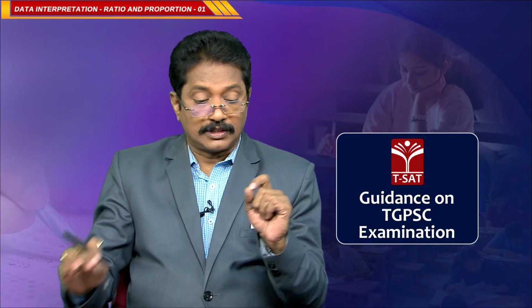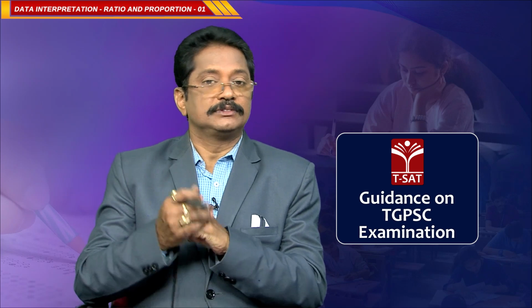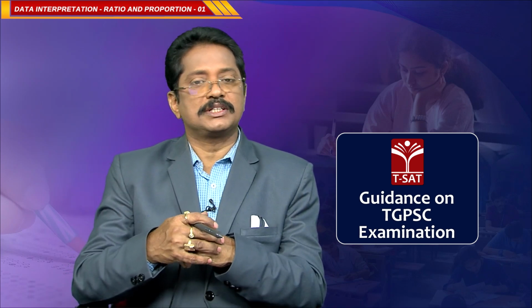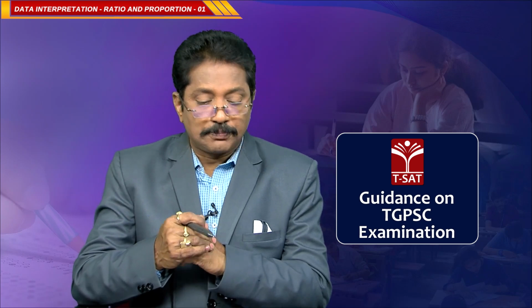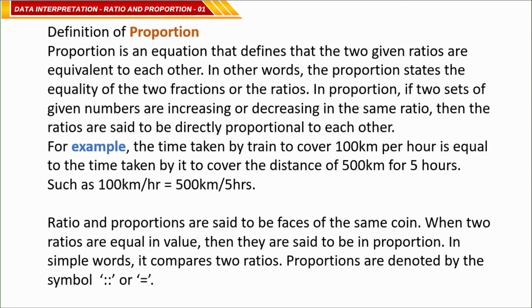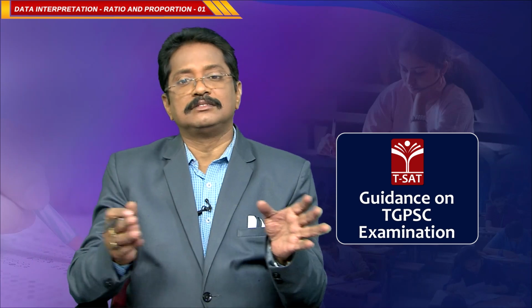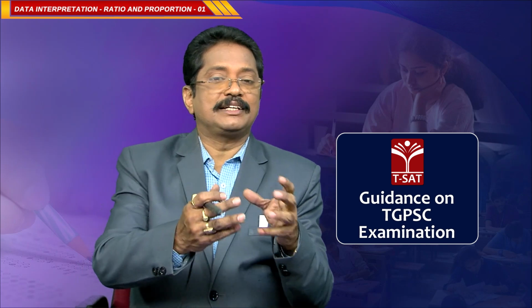Now, what is the definition of proportion? So about ratios, I gave a little idea. Now, shifting to the proportion. The proportion is an equation that defines that two given ratios are equivalent to each other. When A is to B and C is to D are both equal, then A is to B is in proportion to C is to D. So I will give a small example.